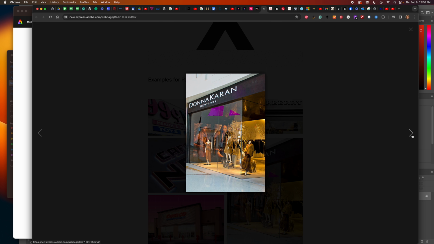Another combination. I may be wrong, but I believe the Donna Karan here is sans serif, and the New York may be a serif. It's hard to tell from that angle.